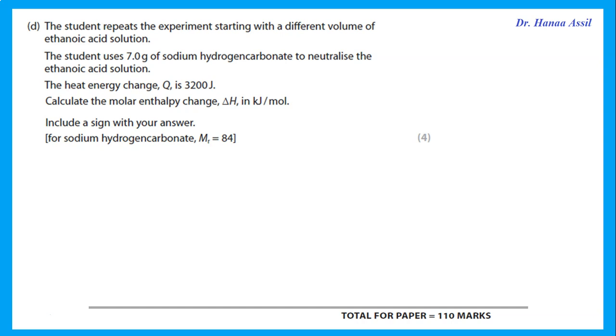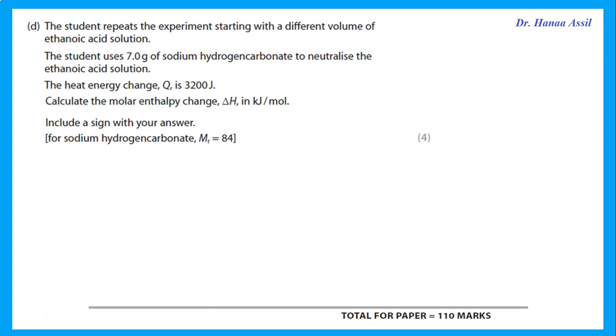The student repeats the experiment, starting with a different volume of ethanoic acid. The student uses 7 grams of sodium hydrogen carbonate, and the Q is 3200 joules. So we're doing a different experiment, repeating it in a different way, and we're saying we have Q is 3200 joules, and we started with 7 grams of sodium hydrogen carbonate. We want to calculate delta H.